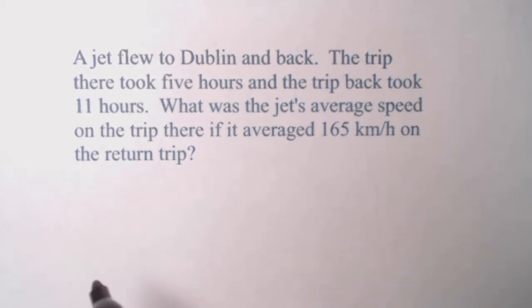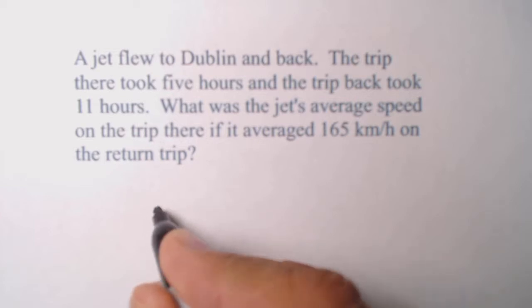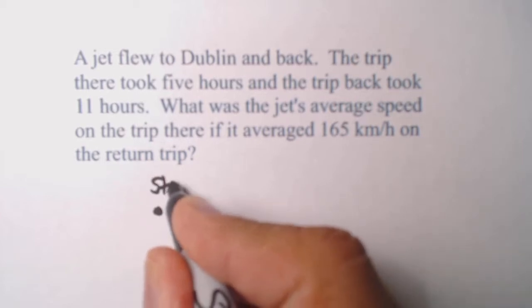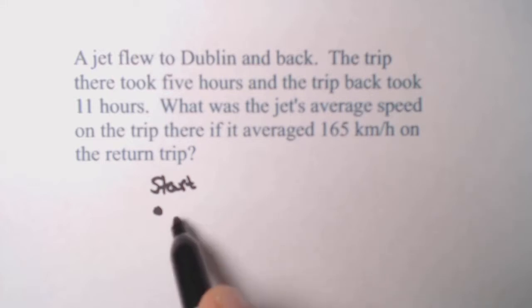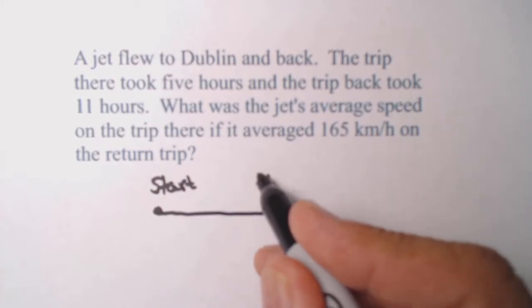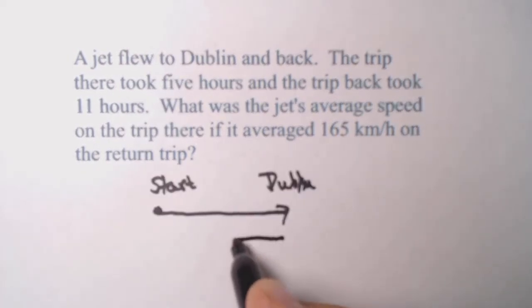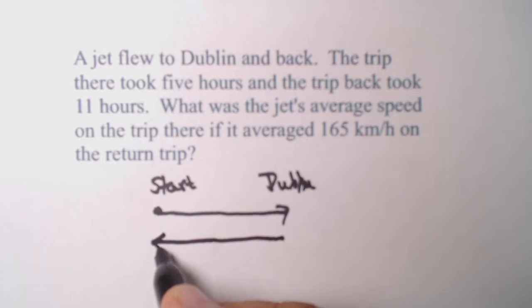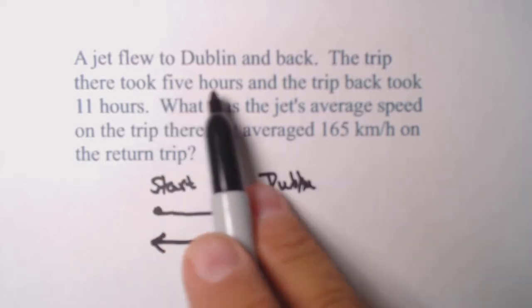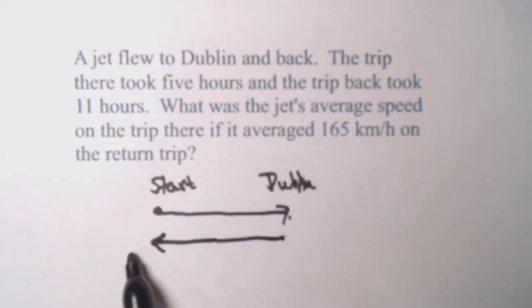Well, okay, let's make ourselves a little sketch here again. This we'll call the start. They don't say what the city name is, but anyway, here we go. We're going over to Dublin. Then we turn around and fly back. So a jet flew to Dublin, here it is, and back, there that is.